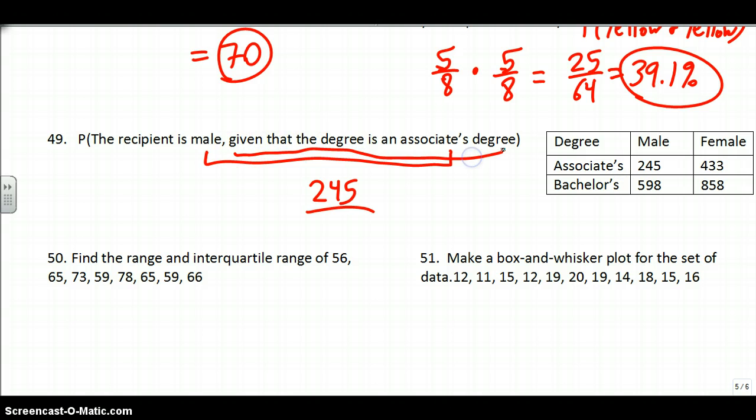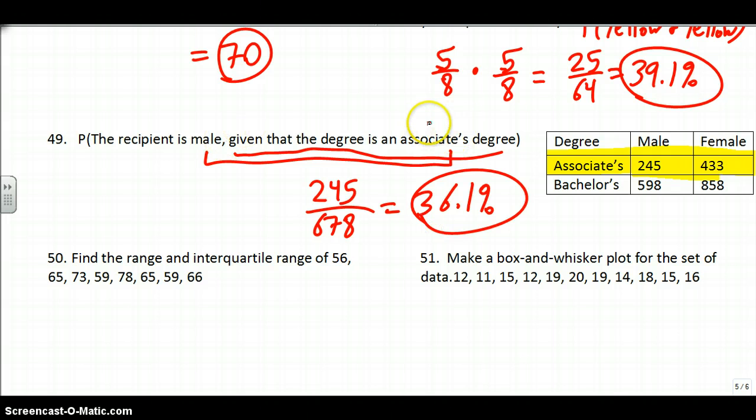Okay. Out of, well, the given really tells us our total. Given that the degree is an associate's degree. So I am looking only out of the people who have associate's degrees, how many of them are male, basically. Okay? So I have to take 245 plus 433, which is 678. So you do 245 divided by 678. And you get 36.1% approximately. Okay? So again, you take the combination of the two, male and associates, divided by the total number of what's given. Given always goes on the bottom.